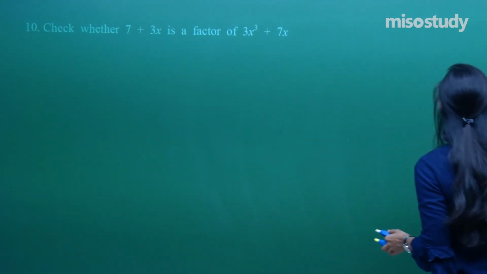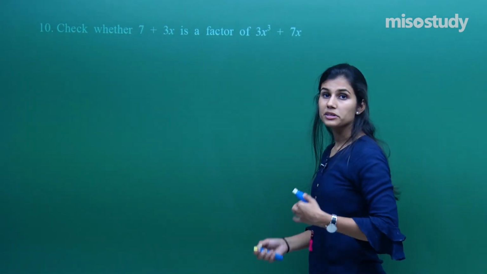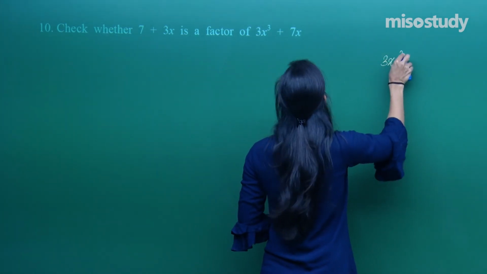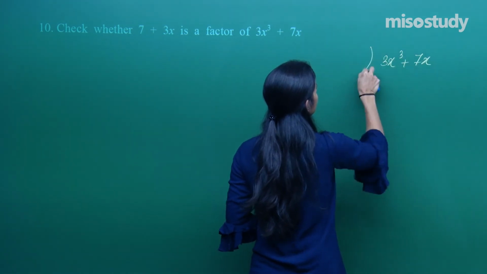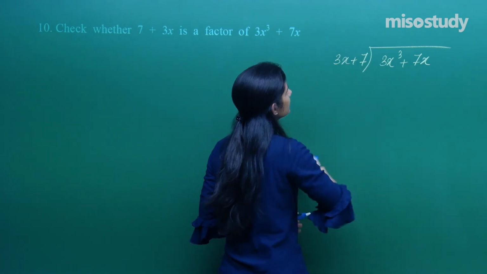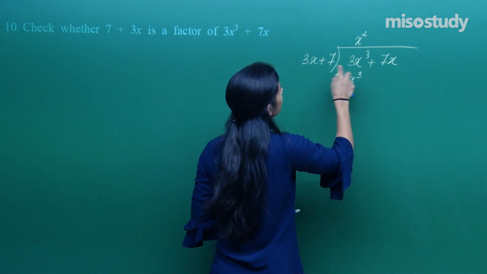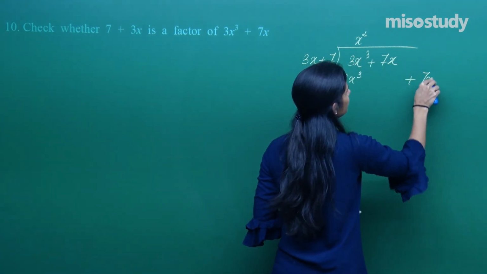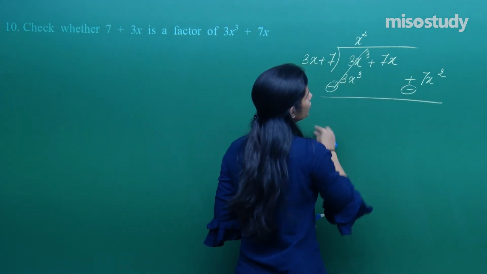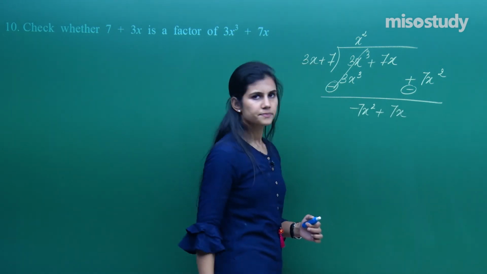In order to see this, we will have to divide the polynomial by this 7 plus 3x expression and see whether the remainder comes out to be 0 or not. Let's begin. 3x cube plus 7x, let's divide it by 7 plus 3x or 3x plus 7. 3x into x square gives me 3x cube. This is 7x square, so I'll write it separately. This is minus, and you have minus 7x square plus 7x.